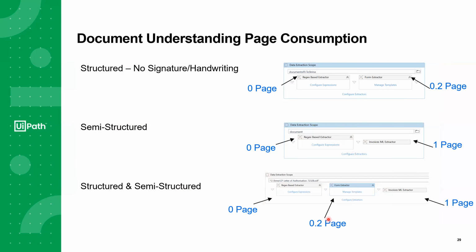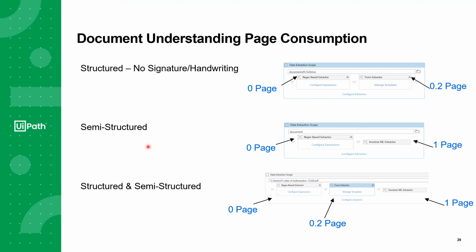But as I mentioned before, we do have this very flexible architecture. What that means is we can mix different extractors, and we can try a less expensive extractor first, and if we're able to achieve success, we don't need to consume any pages within my document understanding purchase. So I've tried to put an example here. I've got an example of a structured document that doesn't have signature or handwriting. I can set up my data extraction to try regex first, and then maybe use a form extractor after that. So if my regex is successful, I won't be consuming any pages. If it's unsuccessful, I will need to use a form, which will consume 0.2 of a page.